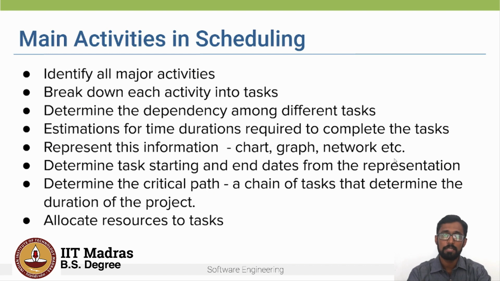To summarize, in this video, we looked at the main activities in scheduling. First, we need to identify all the major activities and break down these activities into tasks, which can be done by the work breakdown structure. Then we saw the activity network representation, which can help us determine the dependencies and the time durations. And representations like the Gantt chart can help us represent all of this information so that all members in the team will be aware of the schedule of the project.